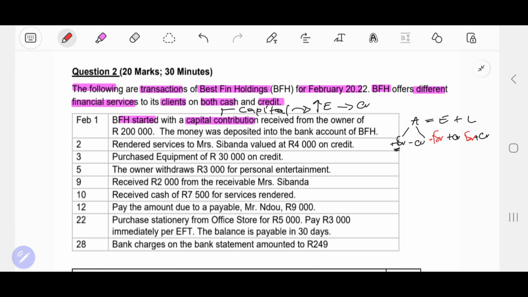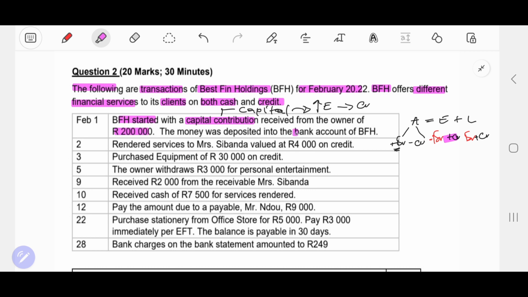So we are told about capital contribution, and we agreed that capital is a form of equity that happens as a result of the owner's involvement in the business. How is the owner involved in the business? He contributed capital. Capital results in an increase in the equity of the business, and equity increases on the credit side. The capital contribution received from the owner is 2,000.